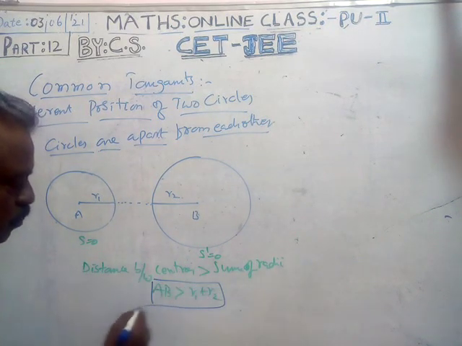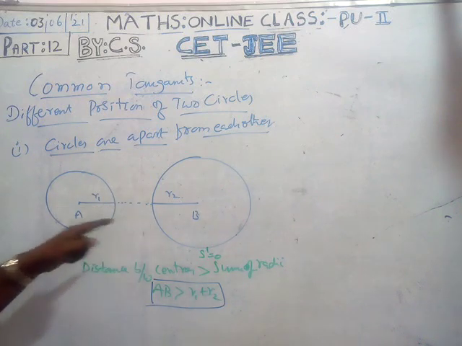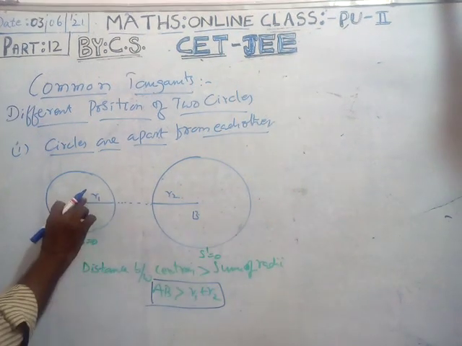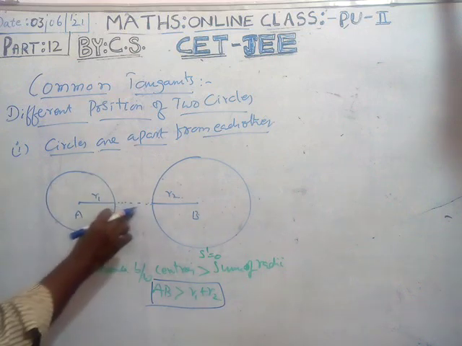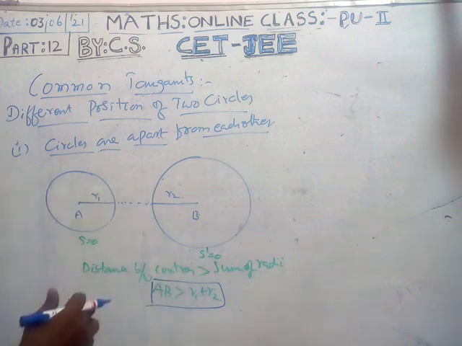This concept is very important. The distance between the centers A and B, that is AB, is more. Suppose it's 5 units and 6 units, the sum of radii 5 plus 6 is 11. But this distance AB is more than that. When we are solving the problem, we can understand. So that is the condition.